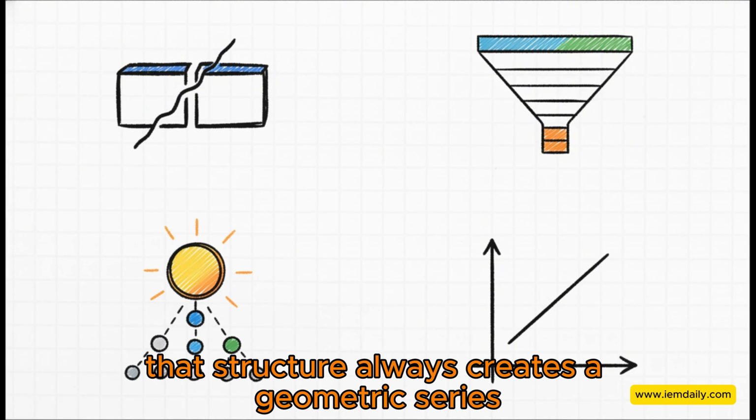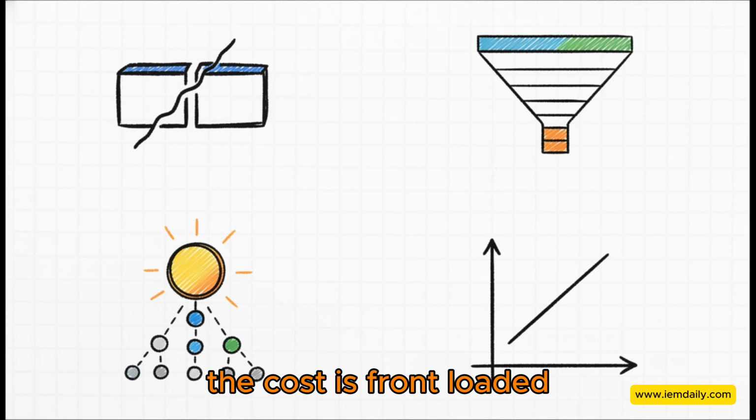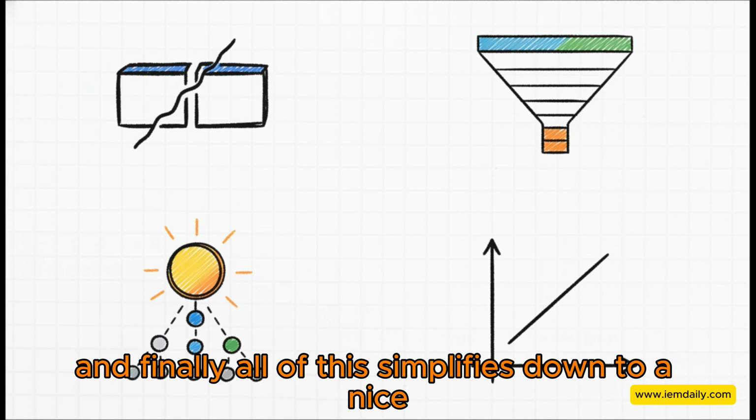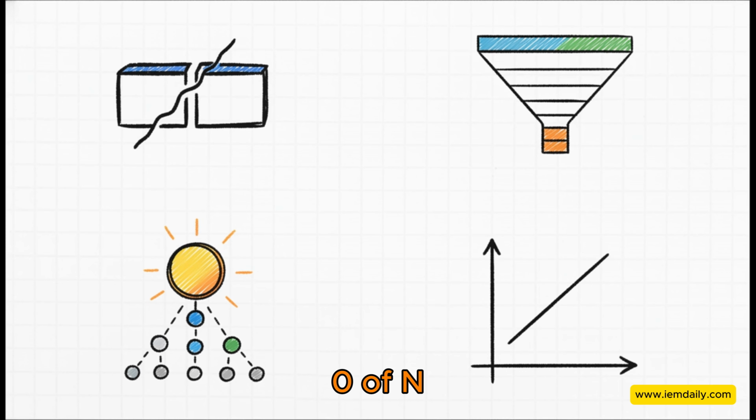Second, that structure always creates a geometric series of work. Third, because of how that series works, the cost is front-loaded. That first step at the root does the most work. And finally, all of this simplifies down to a nice, clean, linear time complexity, O of n.